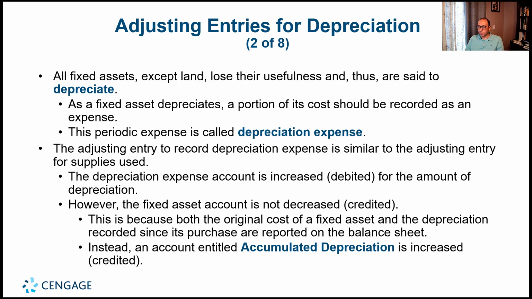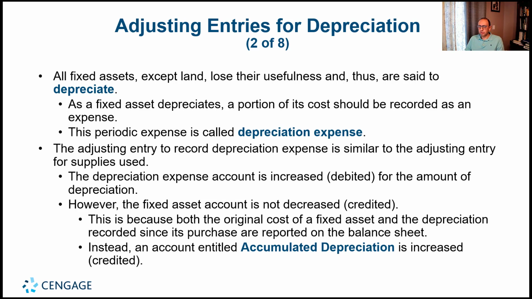As a fixed asset depreciates, a portion of its cost should be recorded as an expense. This periodic expense is called depreciation expense. The only problem with depreciating a fixed asset is that we don't reduce the value of the asset directly from its account. So let's say we're depreciating equipment or a building. We still want to keep the building with its original value, and we accumulate the value of those depreciations that we calculated over the life of that asset in a separate account called accumulated depreciation.